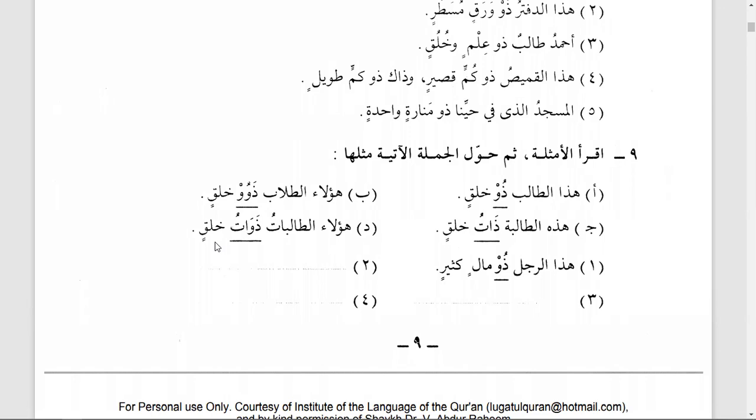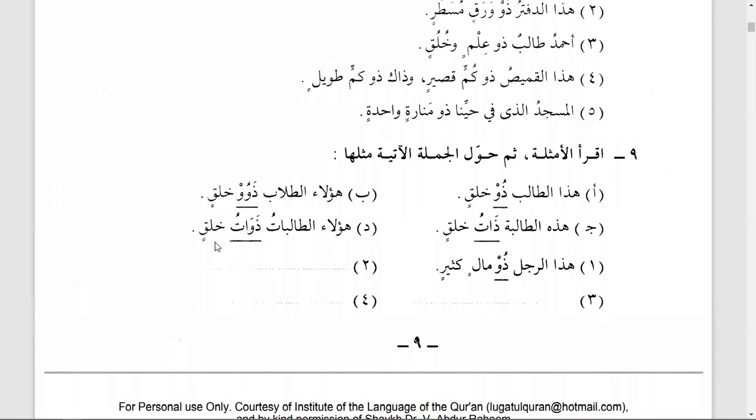Okay, so now inshallah, I'm sure you will be able to do the exercise based on the examples that we have here. So dhu and dhu is used for masculine, singular and plural. Dhatu and dhawatu is used for singular feminine and plural feminine. Okay, the first one is already done for you. هذا الرجل ذو مال كثير. This man has a lot of wealth, right? We have to change this into plural. Yeah, you change it to plural.